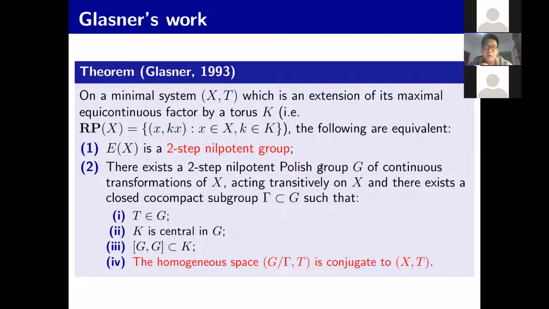Precisely, if the regional proximal relation is generated by a torus, then the following are equivalent. The first one is that the enveloping semigroup is a two-step nilpotent group. The second one is that there exists a two-step nilpotent Polish group G of continuous transformations of X acting transitively on X, and also there exists a closed co-compact subgroup K such that the action T belongs to G and K is in the center of the group G. The commutator subgroup of G is included in the torus. And the most important is that the homogeneous space is conjugate to the system.